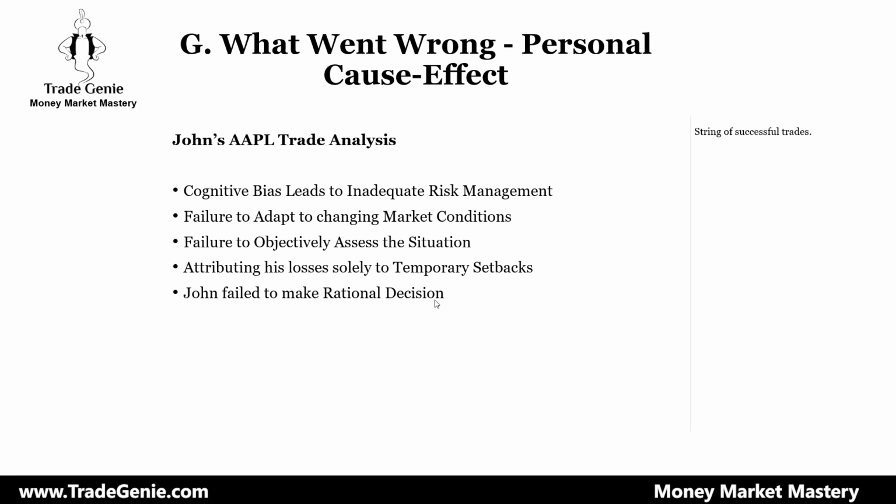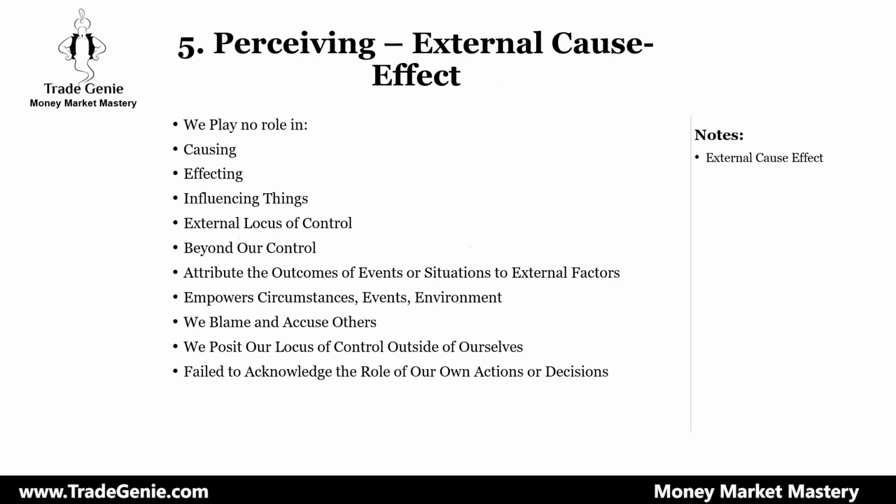So John failed to make a rational decision. He's seeing that Apple is crashing, but he's not closing the trade because Apple will rebound. So that is a personal cause and effect. Now there's something called external cause and effect. So I'll explain to you the external cause and effect.